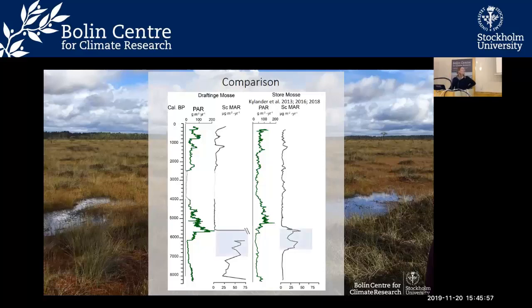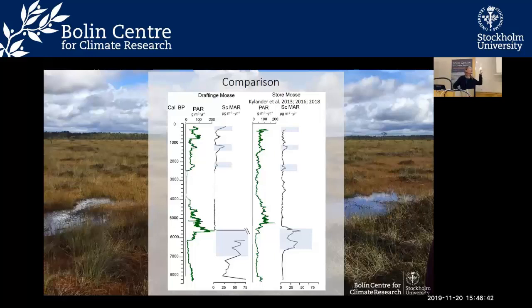What we can see here is that there are a lot of similarities. However, the magnitude and sometimes the timing of events differ. For example, in Draftingemosse, the mineral deposition is much larger in the fen part of the system compared to Storemosse. However, the peaks are almost occurring at the same time. Upwards in the sequence, we have a peak around 2,200 years ago, recorded at both sites, and then we have a small peak at Draftingemosse around 700 years ago, which was only recorded at Draftingemosse and not at Storemosse. And from around 400 years ago, dust deposition increased in both sites.